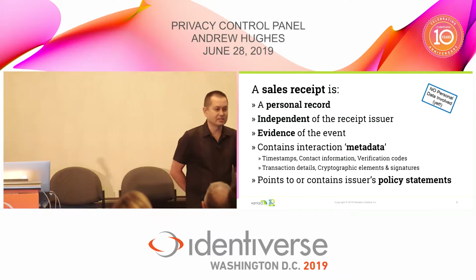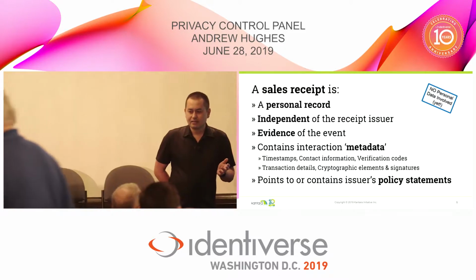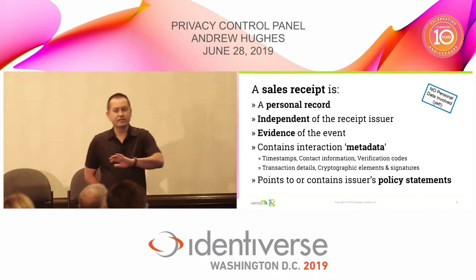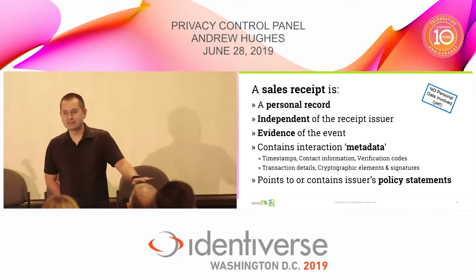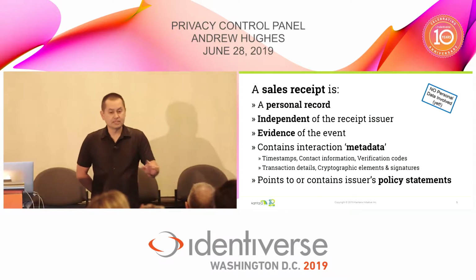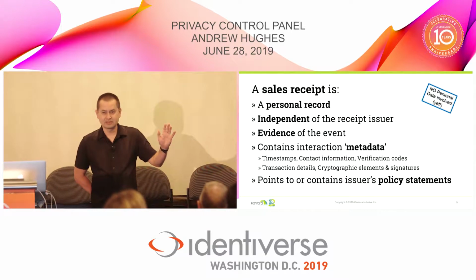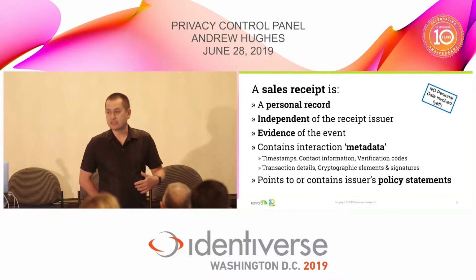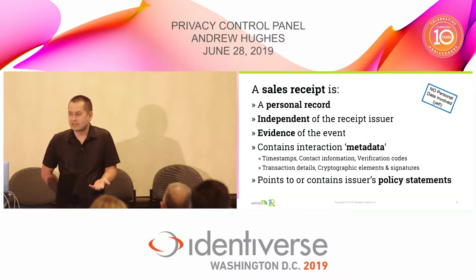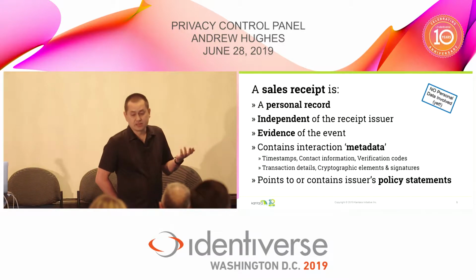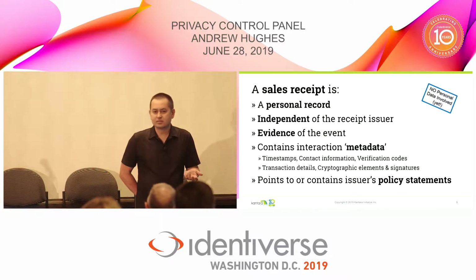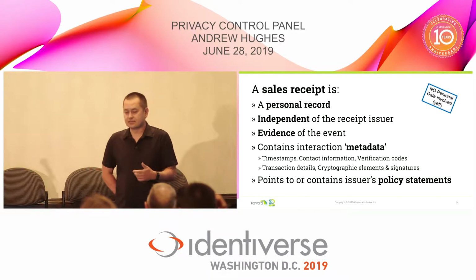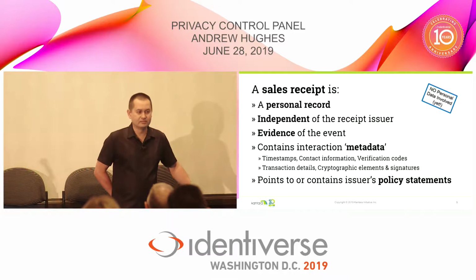So, what is a receipt? Get personal data out of your head. Don't think about it. This has nothing to do with data. A sales receipt. Everyone knows what a sales receipt is, okay? You buy something, you pay the money, you get a receipt. But what's the data on a sales receipt? Well, what is a sales receipt? It's a personal record. So it's your record of the transaction. It has an independent existence from the receipt issuer. It's stored in your wallet, either paper, electronic, whatever.